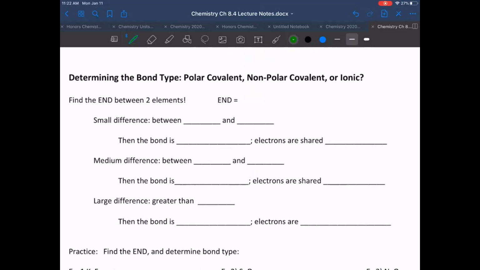But the way we can determine the bond type is finding the electronegativity difference. That's what this END is abbreviating. Electronegativity difference. And so, as it is pretty much said in the term itself, you're finding the difference in electronegativities. So when you have a small difference, and we're going to call this between 0 and 0.4, this is going to be a non-polar bond.